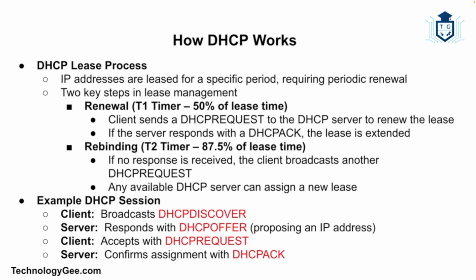When half of the lease time has expired, the client sends a DHCP request message directly to the DHCP server to renew the lease. If the server responds with a DHCP ACK message, the lease will be renewed. Then there's something called rebinding. If the server does not respond to the renewal request, the client continues to use the assigned IP address until 87.5% of the lease time has expired. At this point, the client broadcasts another DHCP request to any available DHCP server to rebind the lease.